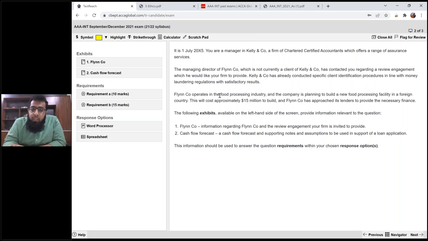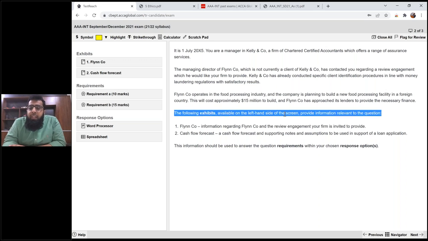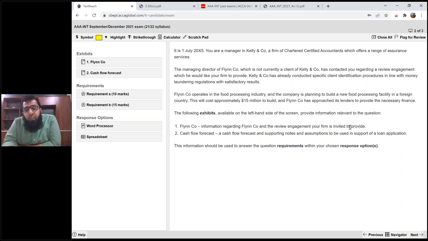Flynn Company operates in the food processing industry, and the company is planning to build a new food processing facility in a foreign country. This will cost approximately $15 million to build, and Flynn Company has approached its lenders to provide the necessary finance. The following exhibits available on the left-hand side of the screen provide information relevant to the question. Flynn Company: information regarding Flynn Company and review engagement. Your firm is invited to provide a cash flow forecast.